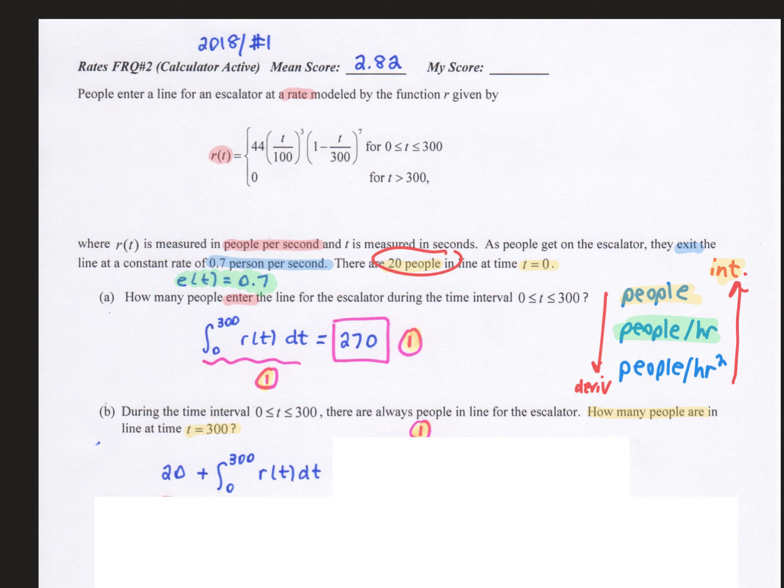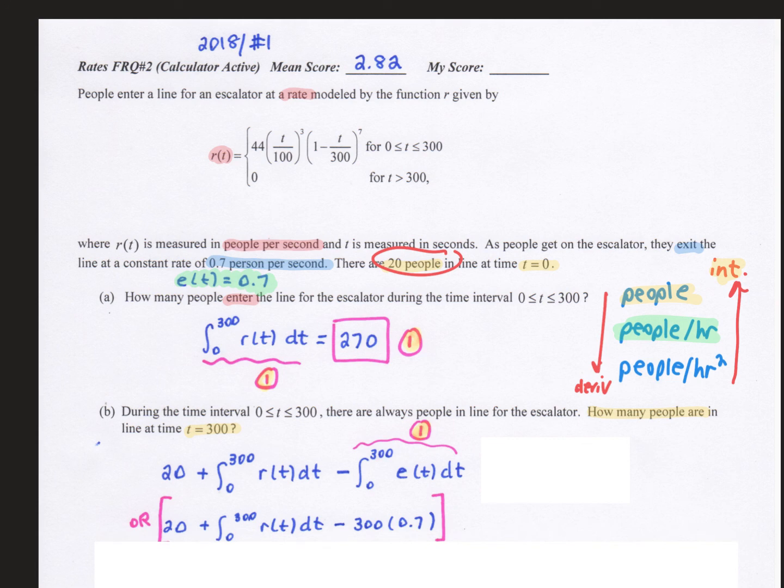And I also need to take into account how many people are exiting the escalator. So I need to subtract the integral from 0 to 300 of this newly created function up here that I called E of t. If you didn't do that, you could just think about this from a logical standpoint, and you could say, well, that's just going to be 300 is our time, and then 0.7 per second. So you multiply that, and that'll give you the total number of people. So if you define a function, you could integrate that function, or you could just write the 0.7 in that position right there. Or you could just use common sense and write this 300 times 0.7. Either way, you're going to get an answer of 80 for this.